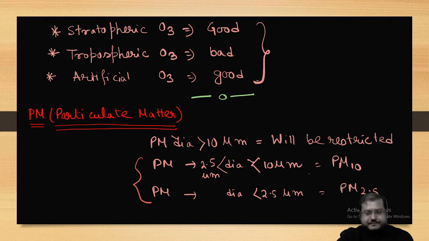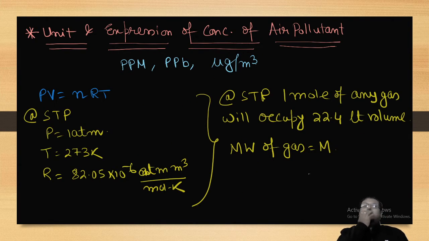Okay. Now, the unit and expressions of concentration of air pollutant. Generally, they are expressed in ppm, ppb, and microgram per meter cube. It's not like the water one.